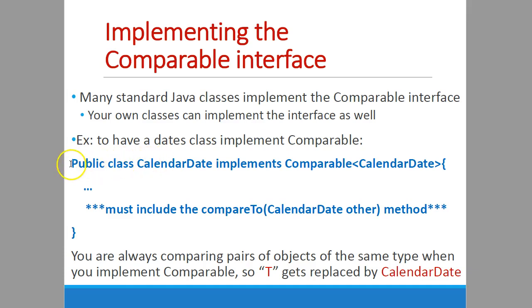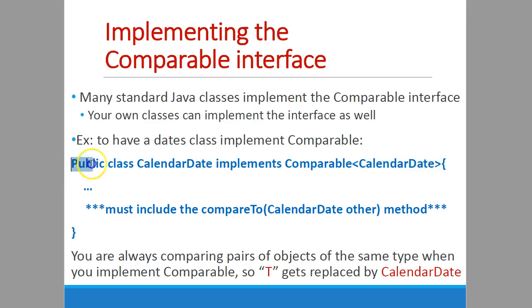Here's an example of a public class that's being declared. The name is CalendarDate, and here's what we're adding now. You use the keyword implements, and then you put the name of the interface. Interfaces are always capitalized, so it's Comparable. Then you need to put the parameterized type here. So imagine there's a type CalendarDate.